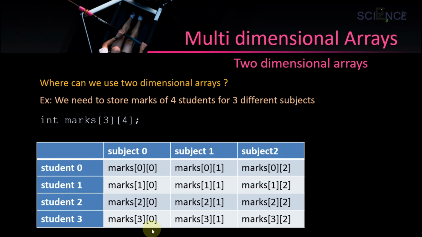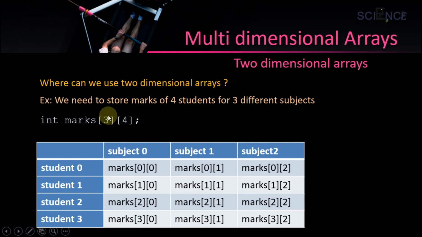So I am creating an integer array named marks, and I am using it like this. I am considering that I represent this 3 for subjects, right? And this 4 for students, right? That is up to you. You can swap these if you want.